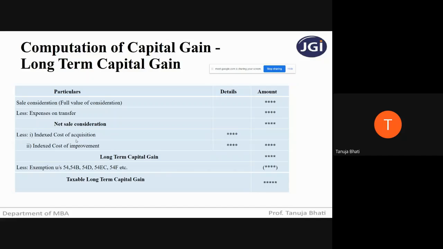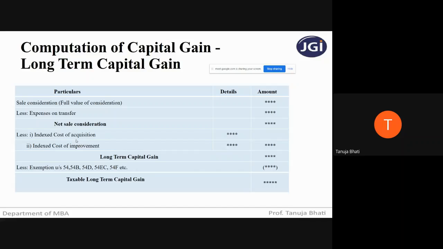For example, if an asset was purchased in 2000 for 50,000 and the asset's value has now become, suppose, 10 lakh rupees, the gain will be very high. That is 10 lakh minus 50,000. It will be 9 lakh 50,000 gain.